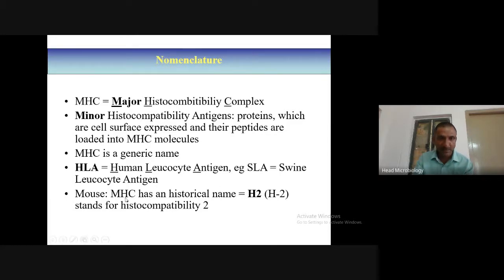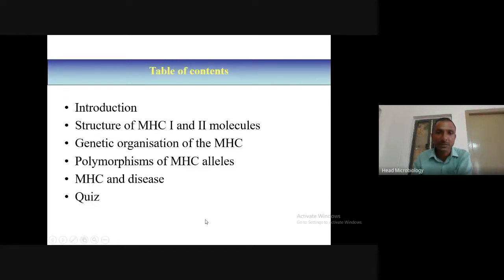When HLA cells are transferred to another person, if the cells are accepted by the recipient, there is no problem. If they are rejected, there is a lot of problem. Here, mouse MHC has the historical name H2, and stands for histocompatibility. We will discuss different things in later slides.